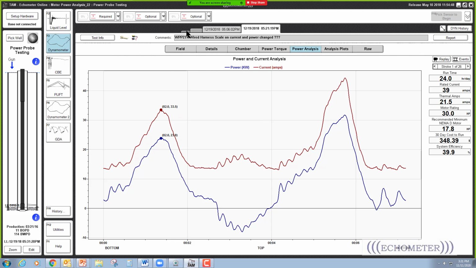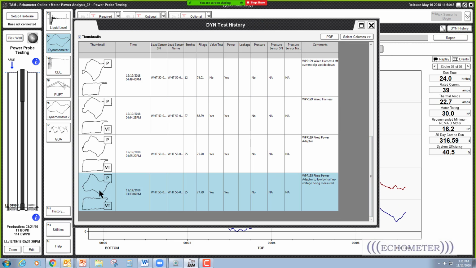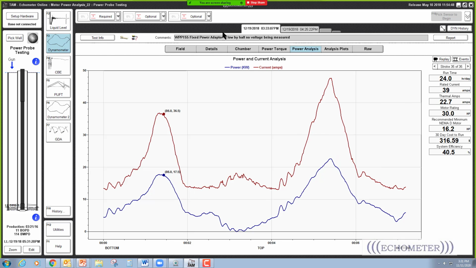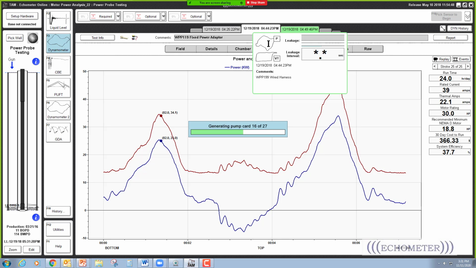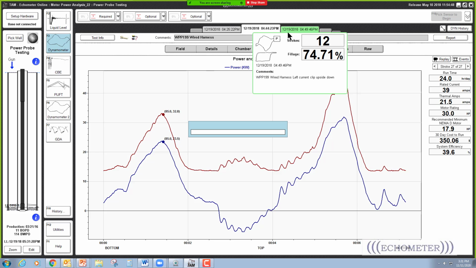Let me go to the first one, which I picked on the history tab and go down here. This one, we're not measuring the right voltage, and I'm not sure what we had. I think the adapter was bad, the fixed power adapter, or something was wrong. But anyway, there's a problem here. If we go to the next tab over, this one is probably okay, and then this one is okay here.